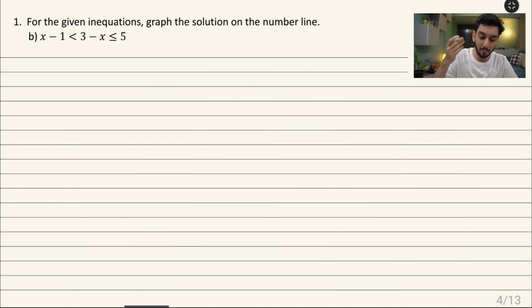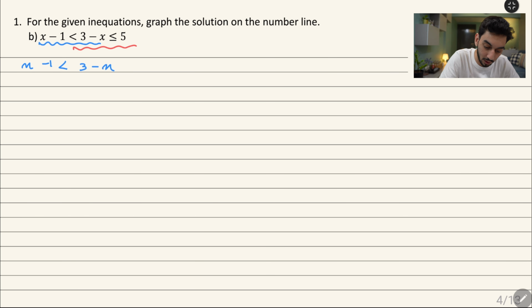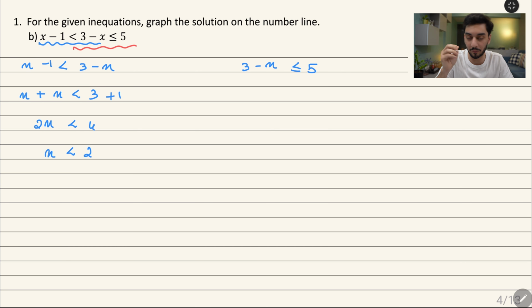This one says the same thing, but we've been given two different equations over here. Okay, let's see what are the two different equations. The first one is x minus 1 is less than 3 minus x, and the second one says 3 minus x is less than or equal to 5. Okay, let's solve the first one first. All the x's on one side, everything that does not have an x goes to the other side. So that negative x comes to this side and it becomes positive x. So x plus x is less than 3. The negative 1 goes to the other side and becomes a plus 1. x plus x is 2x, is less than 4, and x would be less than 2. That is one of the solutions.